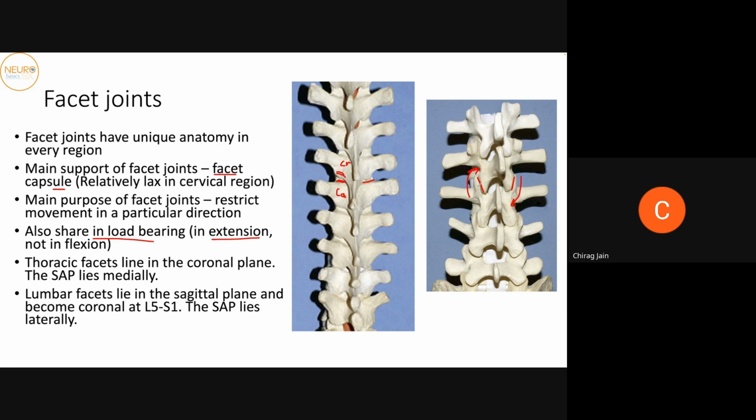Now, when we come to the lumbar spine, this is the superior articular process of the inferior vertebra, and this is the inferior articular process of the superior vertebra. As you can see over here, the superior articular process is going to lie laterally. So there's a difference here between the thoracic and the lumbar spine. When it comes to the L5-S1 level, the joint orientation changes again. It should be sagittal in the lumbar spine, but L5-S1 becomes coronal because it is trying to prevent lysis.